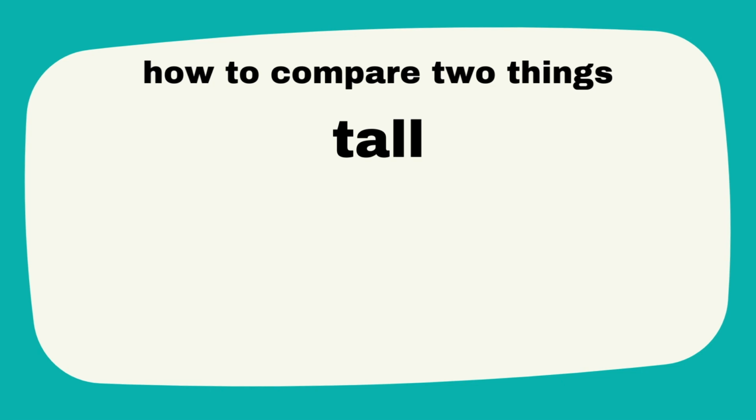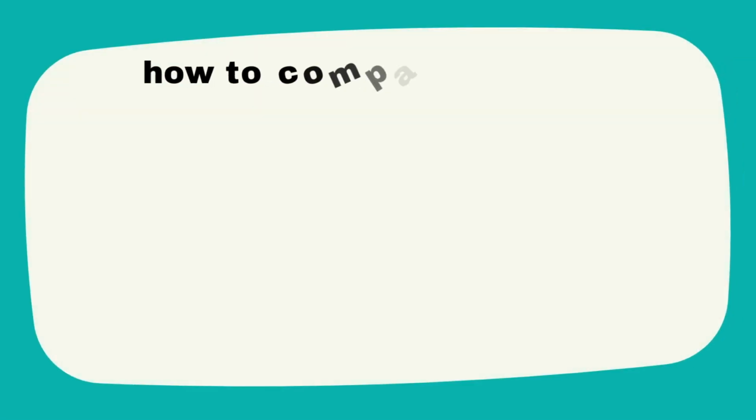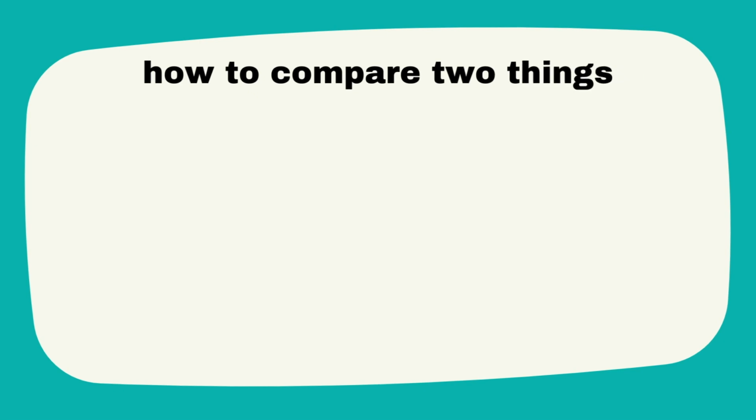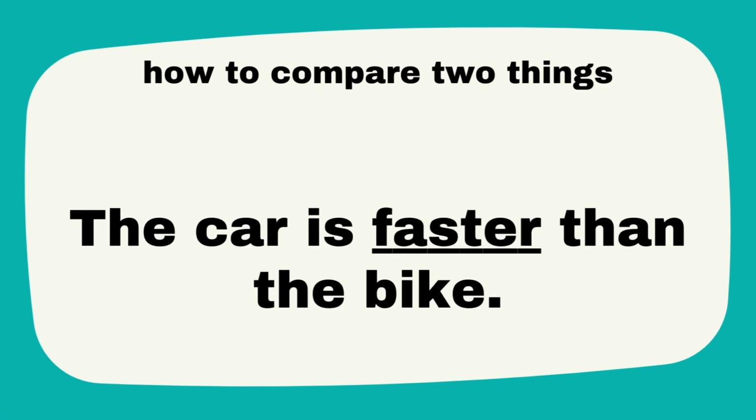We're going to use tall for our example. The comparative form of tall is taller. So, he is taller than his dad. For our next example, let's use fast. The comparative form of fast is faster. So, the car is faster than the bike.